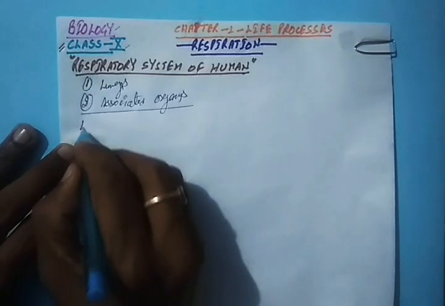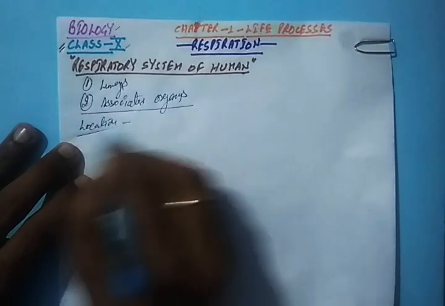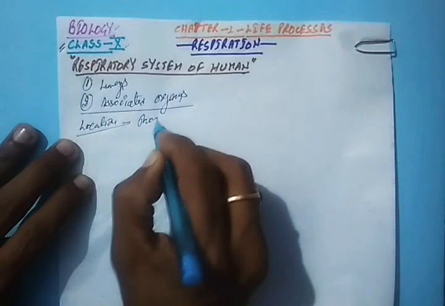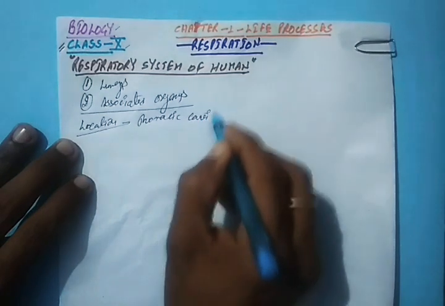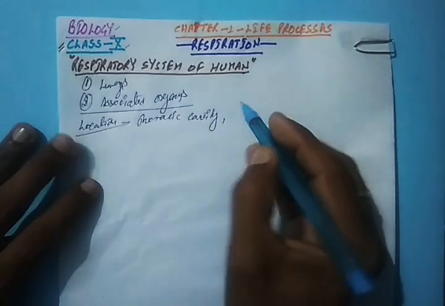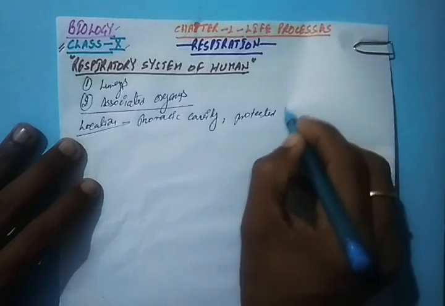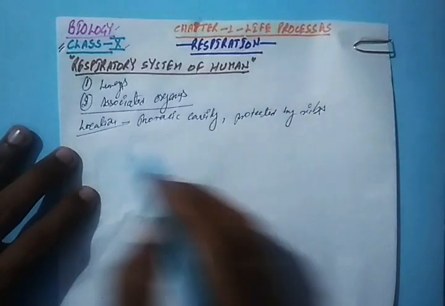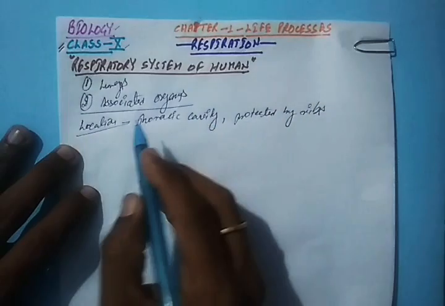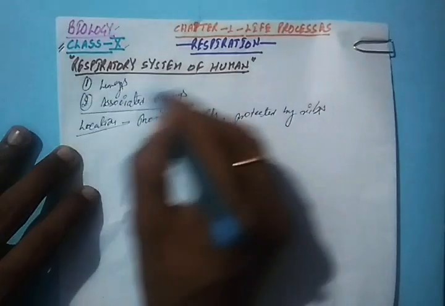The location of lungs. Lungs are located in the thoracic cavity. The thoracic cavity is protected by ribs. Okay. So let's start the different parts of the lungs or respiratory system.